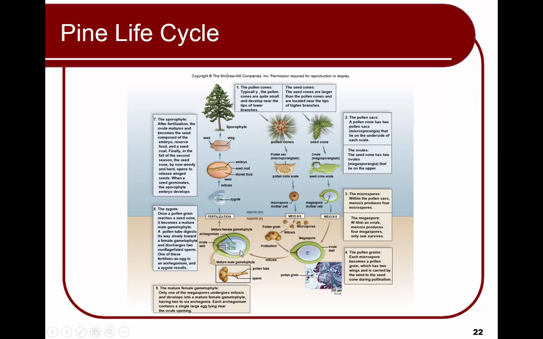because remember it's going to blow by the wind, the pollen tube digests its way slowly towards the female gametophyte and discharges 2 sperm, but they are not flagellated. They don't have any flagella. One of them fertilizes an egg, and you have the zygote that is produced. And after fertilization, that ovule matures and becomes the seed.